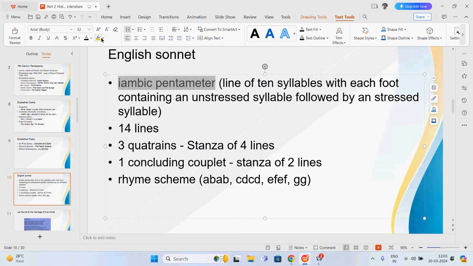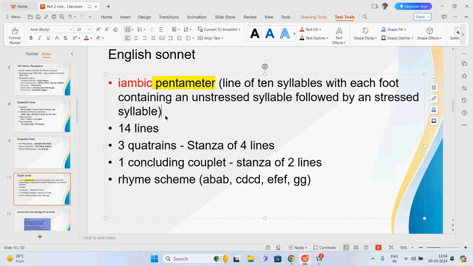An English sonnet is written in iambic pentameter. What is iambic pentameter? An iambic pentameter is a line of 10 syllables with each foot containing an unstressed syllable followed by a stressed syllable. I'll explain to you when I go to the next slide with an example sonnet. To divide iambic and pentameter further, what do we understand by iamb? An iamb is a foot. It is a pair of an unstressed syllable and a stressed syllable. Penta refers to 5. So there are 5 feet, each foot containing 2 syllables. The first syllable is unstressed and the second syllable is stressed.